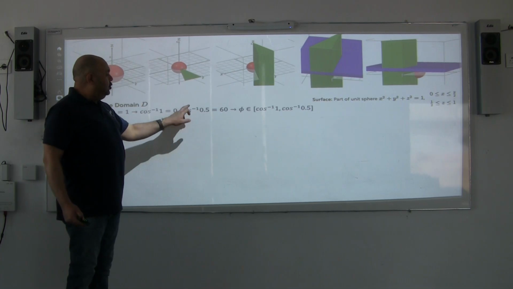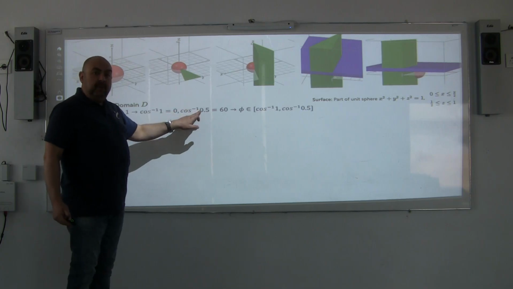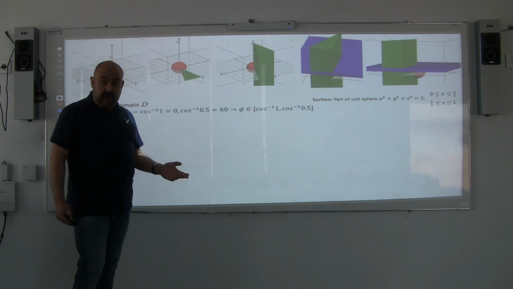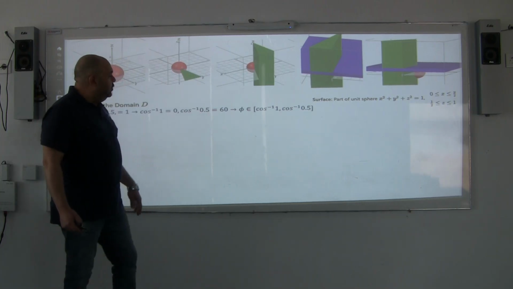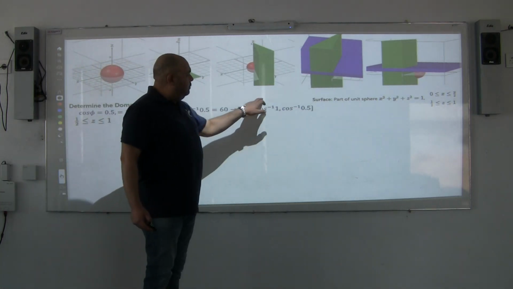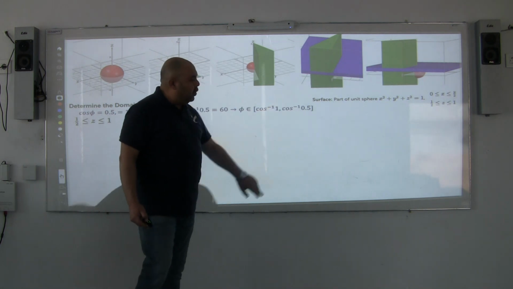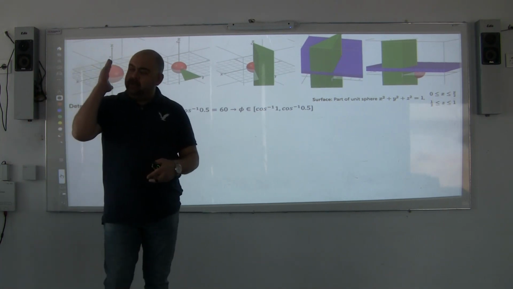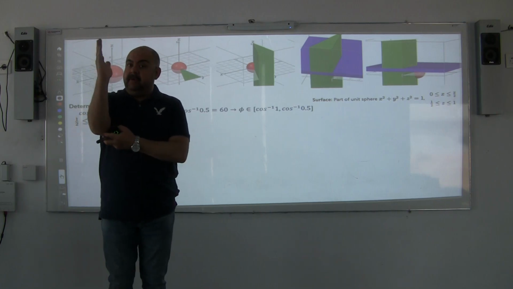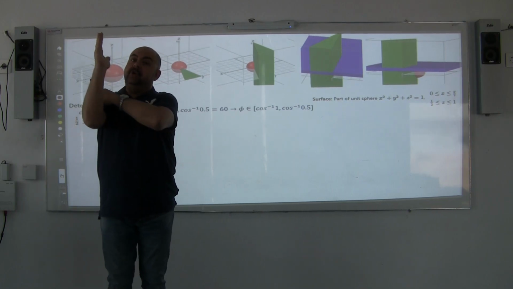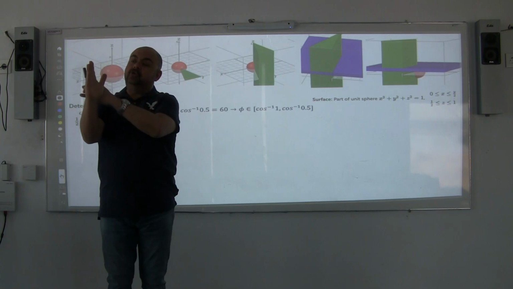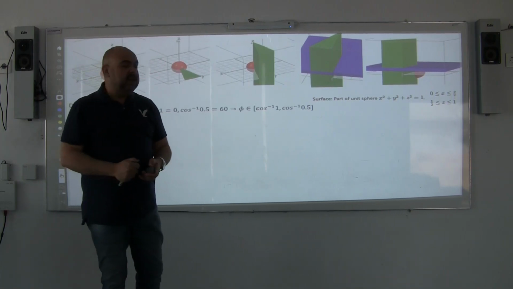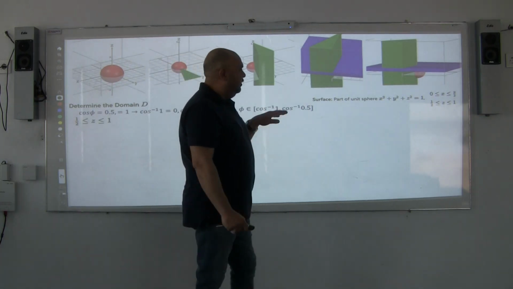And cosine inverse of 0.5 is going to be 60 degrees, which is pi over 3 in radian coordinates. So phi is going to be cosine inverse of 1 and cosine inverse of 0.5. This is how I determined the values of phi. If you remember in spherical coordinates, phi goes from the positive z direction to the r or the unit. So now I've succeeded in determining the values of phi.